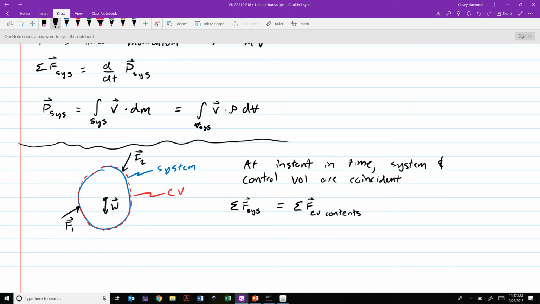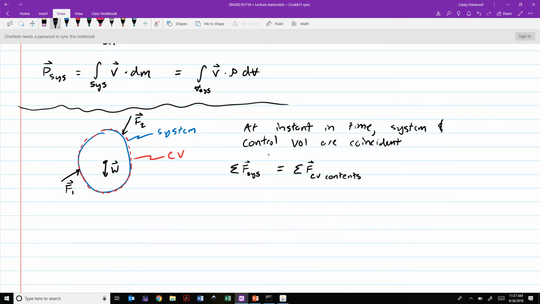Okay, so by extension, if we write Newton's second law once again, we can say the sum of the forces on the system is equal to the sum of the forces on the CV contents, which is equal to d/dt of the momentum of the system. Now we're getting into familiar territory.